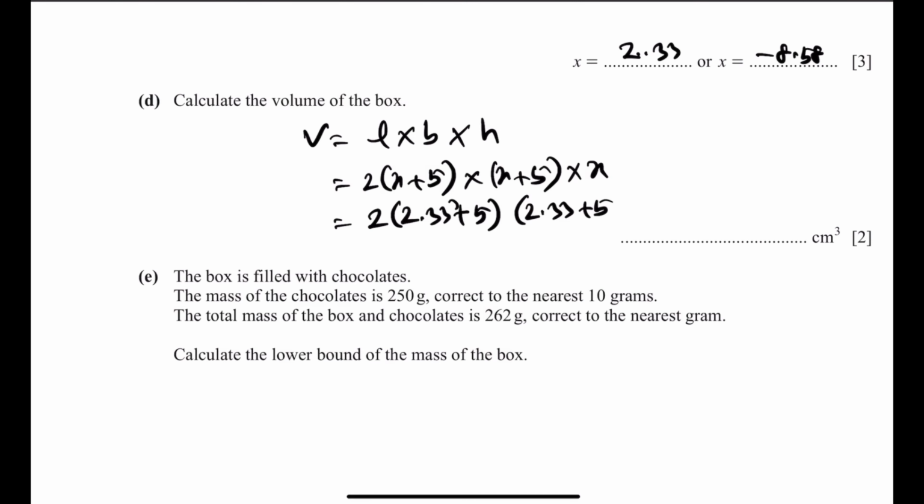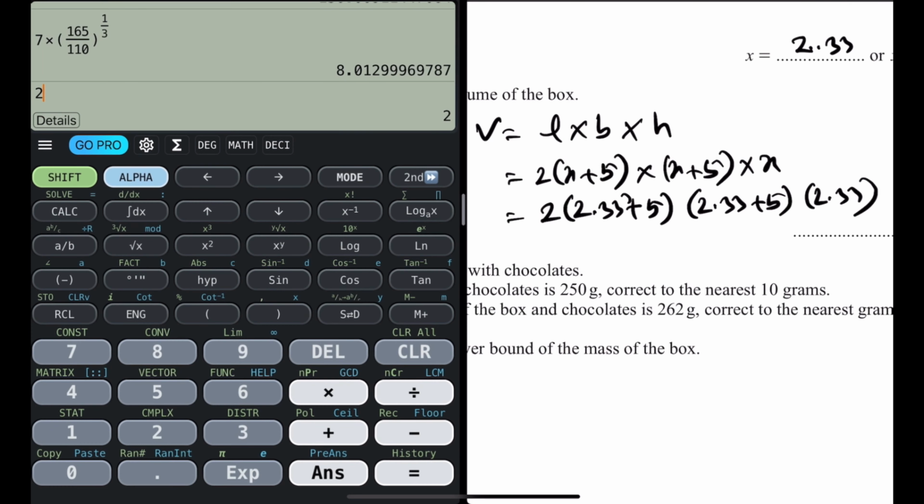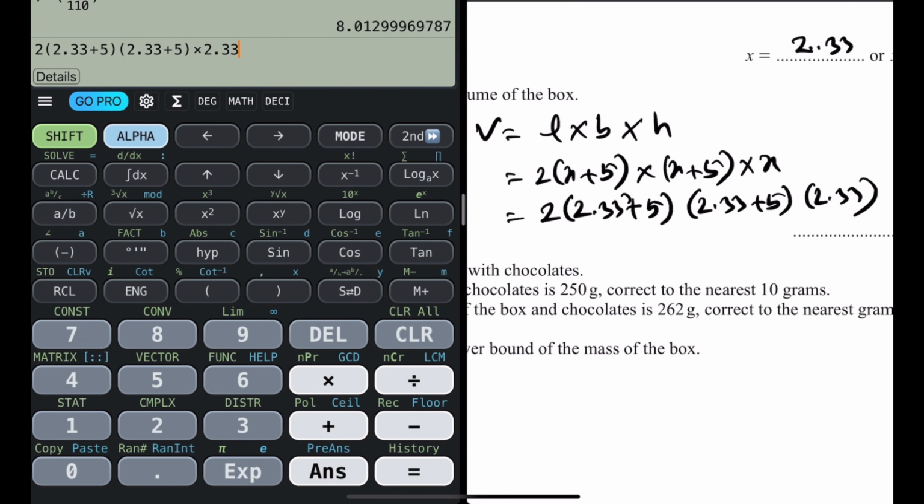2 within bracket 2.33 plus 5, 2.33 plus 5, into 2.33. So 250.3.